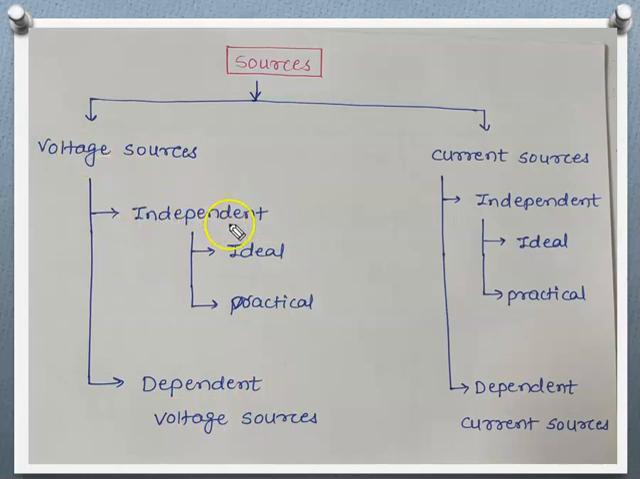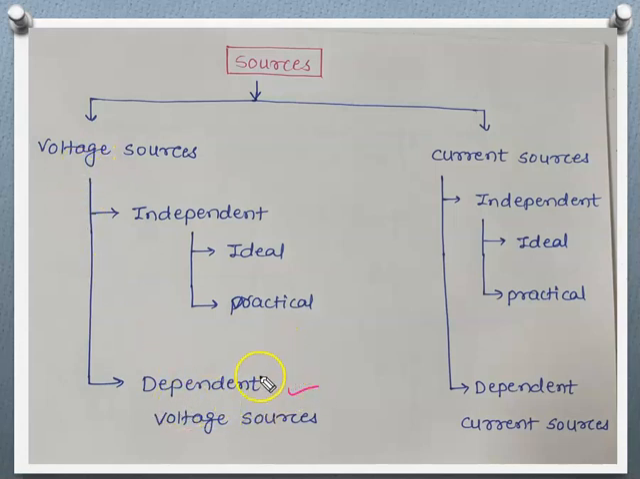The independent voltage source is the source whose voltage value does not depend on any other voltage source or current source in the circuit. Then it is called an independent voltage source. If the value of voltage depends on any other voltage source or current source, then it is called a dependent voltage source.